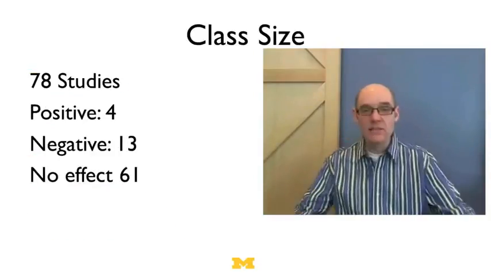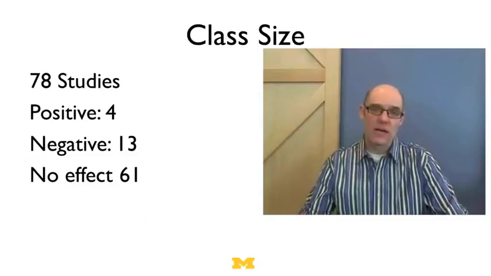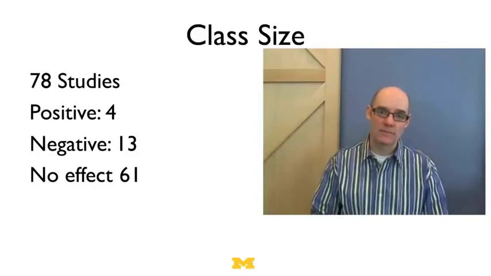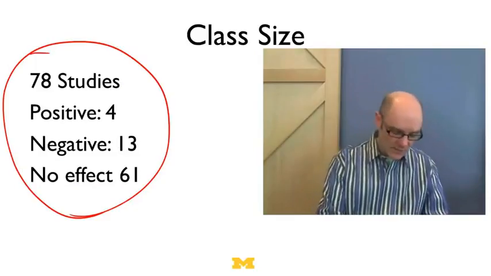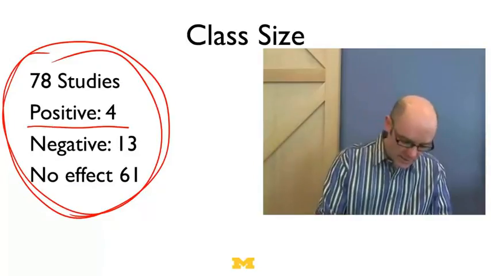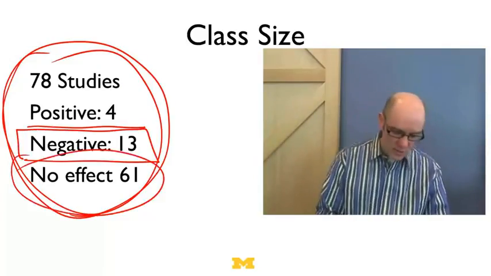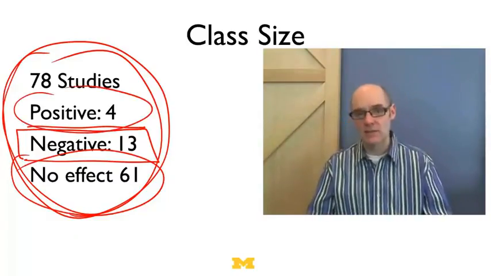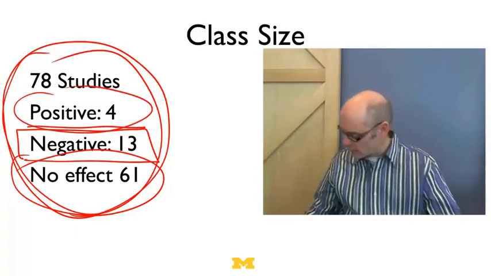Well, let's look at class size. Recently there have been 78 studies of class size. 4 of these show a positive coefficient, 13 show a negative coefficient, and 61 show no effect. So this is the result of somebody doing a summary investigation of 78 regression studies on whether class size matters, and what you find is that only 13 times does it have that expected negative effect, 61 times it has no effect, and 4 times it actually goes in the wrong direction. So even though we think class size matters, and smaller classes should lead to better performance, it doesn't always work out that way.